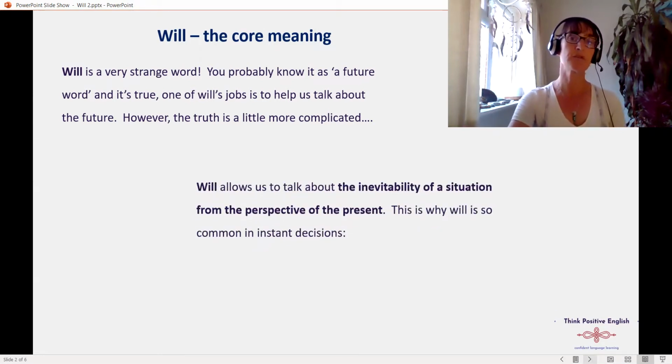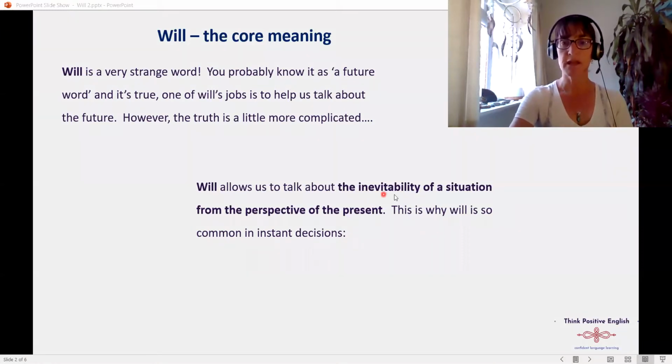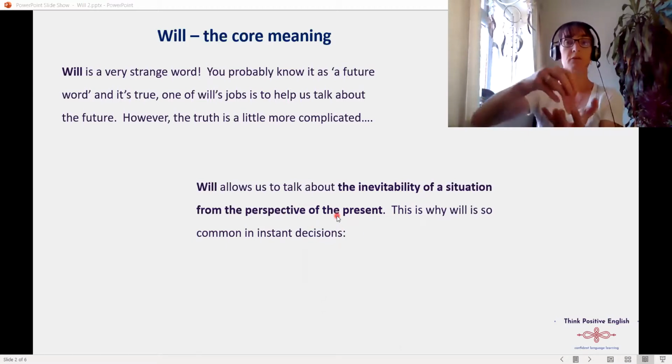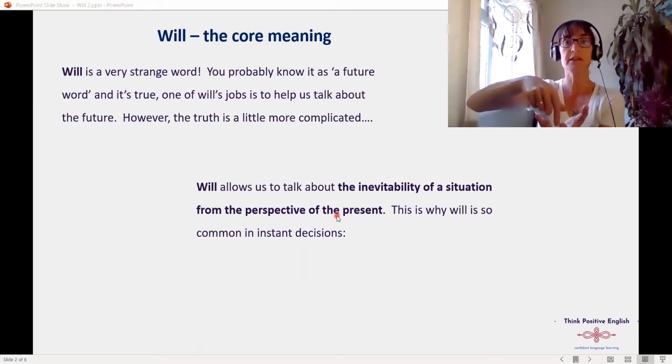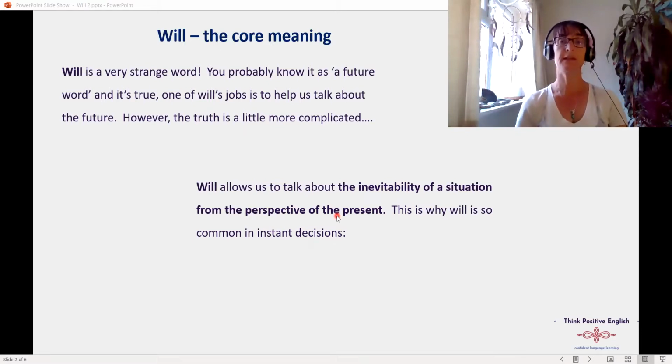Will allows us to talk about the inevitability of a situation from the perspective of the present. This word inevitable, if something is inevitable, that means it will happen. It is going to happen. There is no chance that this won't happen. And if we talk about the perspective of the present, we're really talking about how we see things now, in our situation now.